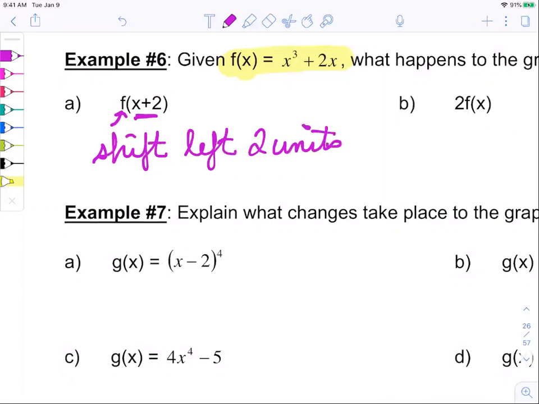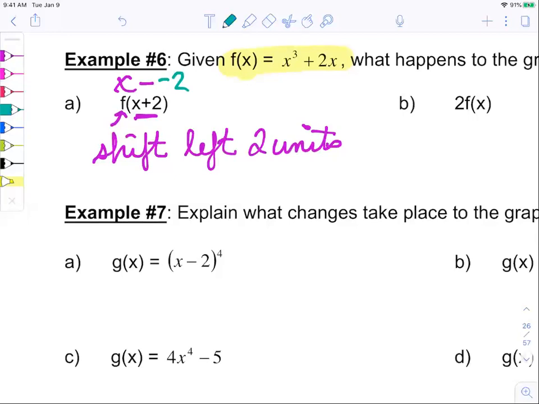Again, it doesn't matter what the function is. It's the notation that we're relying on. X plus 2 is really x minus a -2. So it's moving to the left because of the -2. That's all I have to do, describe what happens to the graph.